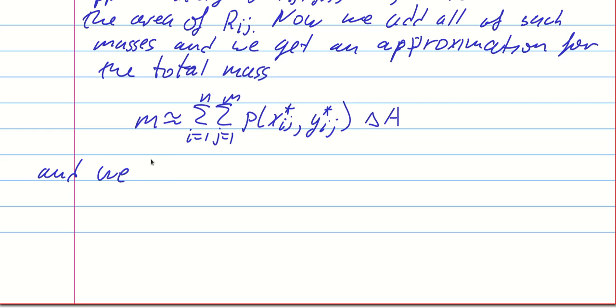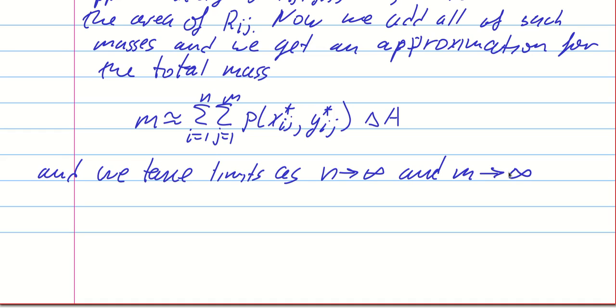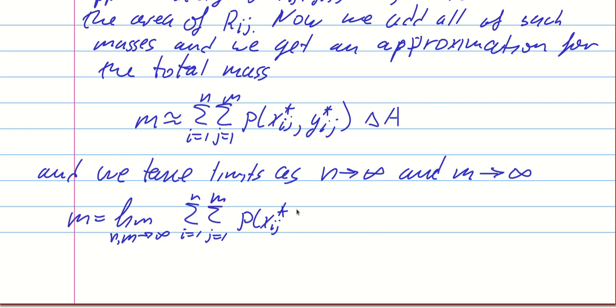We take limits as n goes to infinity and m goes to infinity to make the spaces small. So m is equal to the limit as n and m go to infinity of the sum, i goes from 1 through n, sum for j goes from 1 through m, of rho of x sub i sub j star, y sub i sub j star times delta A.